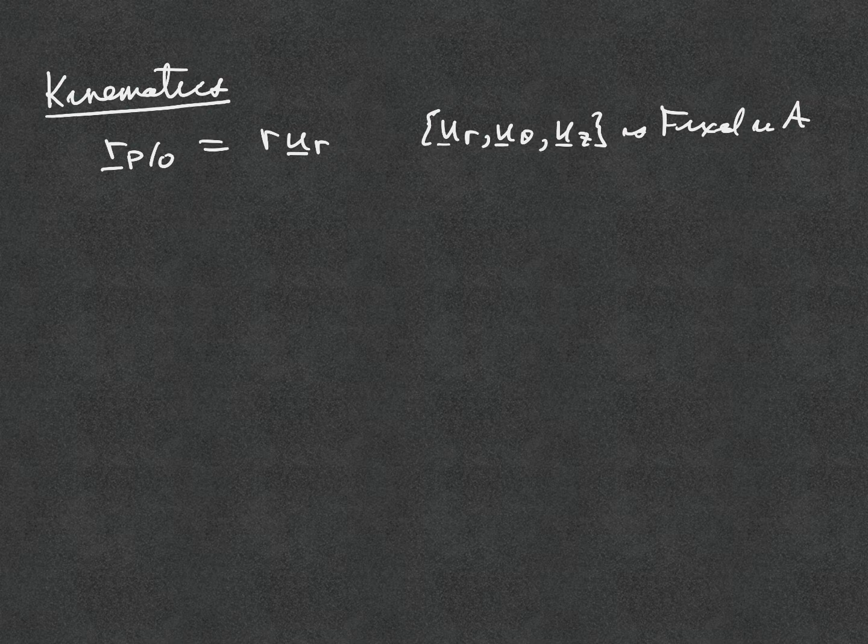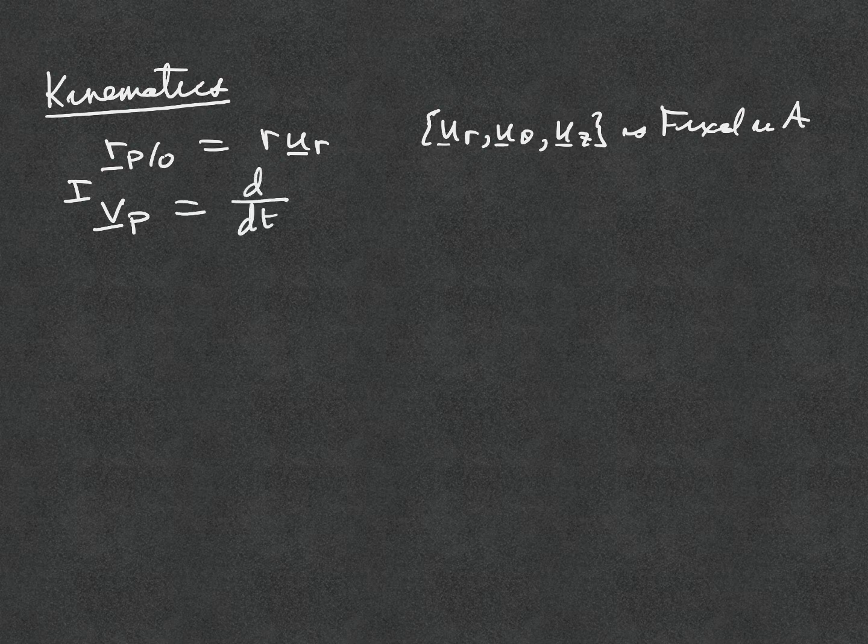Now, because A is different from the inertial frame, in order to be able to compute the velocity and acceleration of P as viewed by an observer in the inertial frame, we have to take into account the fact that A rotates relative to the inertial frame. So that means we have to apply the transport theorem twice. So the first step here is to get the velocity of P in the inertial frame.